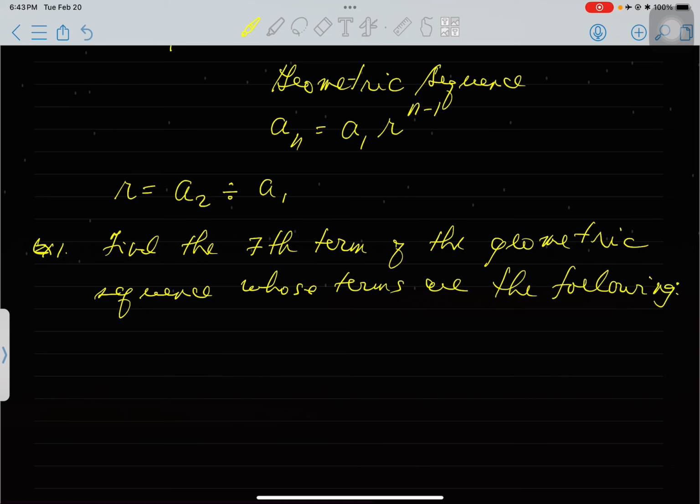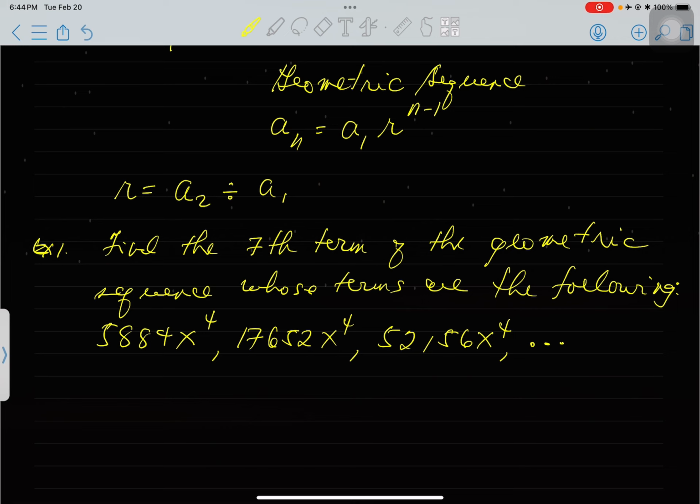So let's say we have 5,884 x raised to the power of 4, then followed by 17,652 x raised to the power of 4, and followed by 52,956 x raised to the power of 4, and so on and so forth. So we're going to find out the seventh term. What would be the value of our seventh term from our given problem?